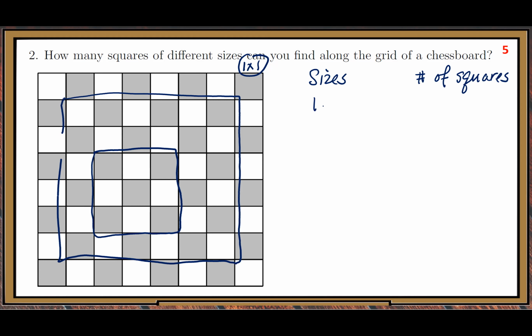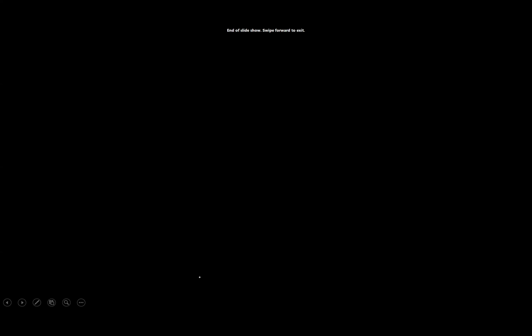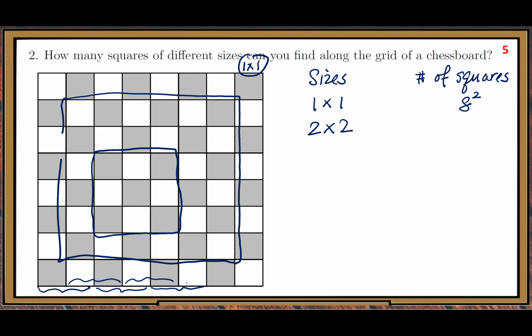Sizes here, 1 by 1, 8 squared. 2 by 2, all right. How to see 7 squared? Look at 2 by 2 horizontally, how many 2 by 2? Okay, horizontal. 1, 2, 3, 4, 5, 6, 7.